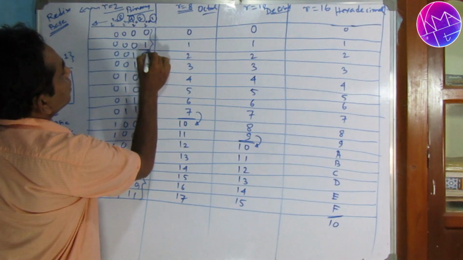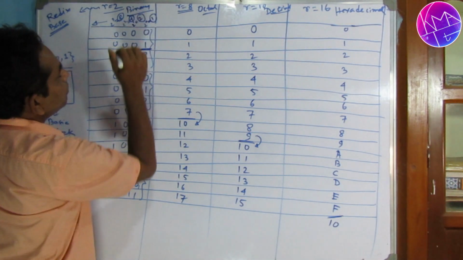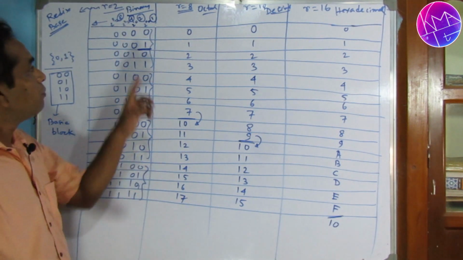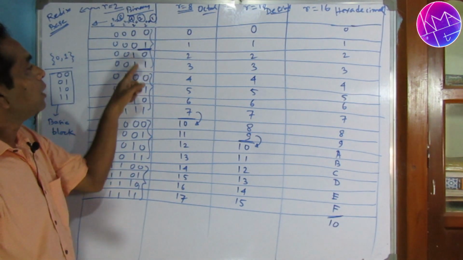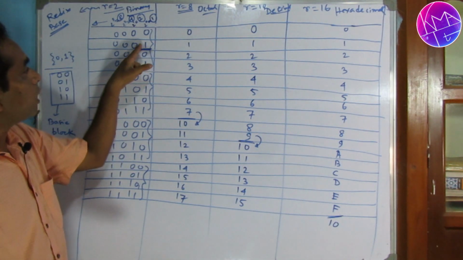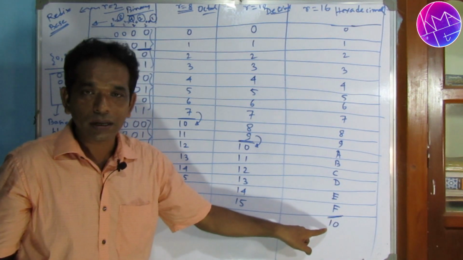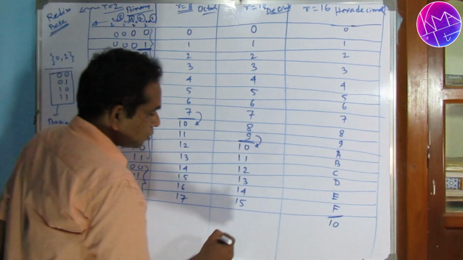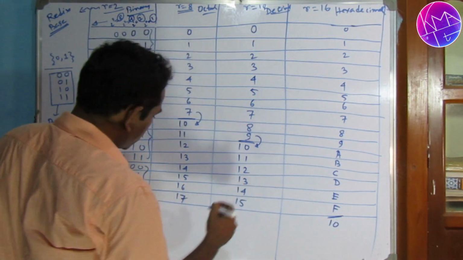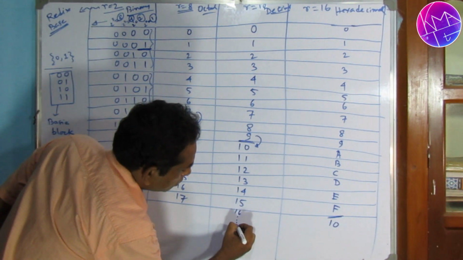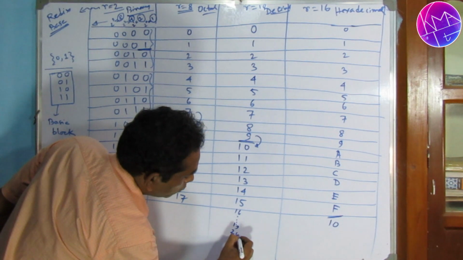You may notice this one. In the binary number system, only 2 bits, 0 and 1, are there. So obviously after 0 and 1, 10 is there. So after 1, 10; after 7, 10; after 9, 10; after F, 10. Getting it? So in this way, if we extend, 15, 16, 19, then 20 comes.